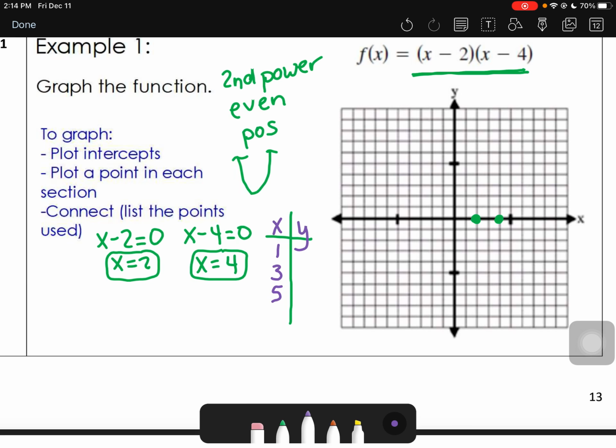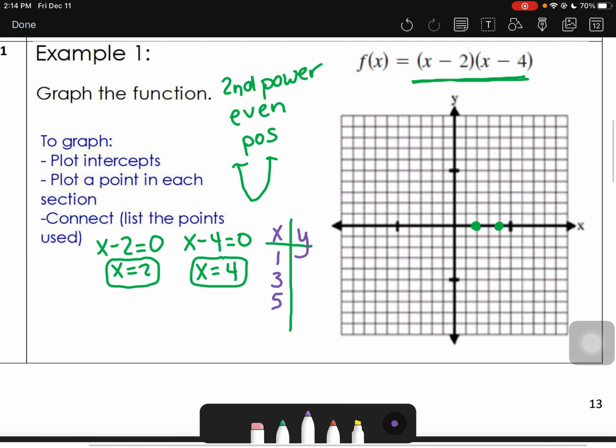Then I simply substitute those values into my original equation so that I can find the y values, or the f of x values. So if I plug in a 1, I would have 1 minus 2 and 1 minus 4. That would be negative 1 times negative 3, which would be positive 3. Now I'm going to plug a 3 in. So 3 minus 2 is 1, 3 minus 4 is negative 1. We would have 1 times negative 1, which would be negative 1.